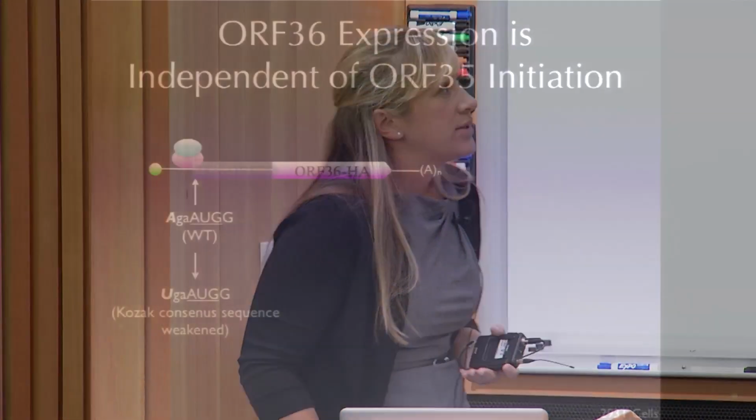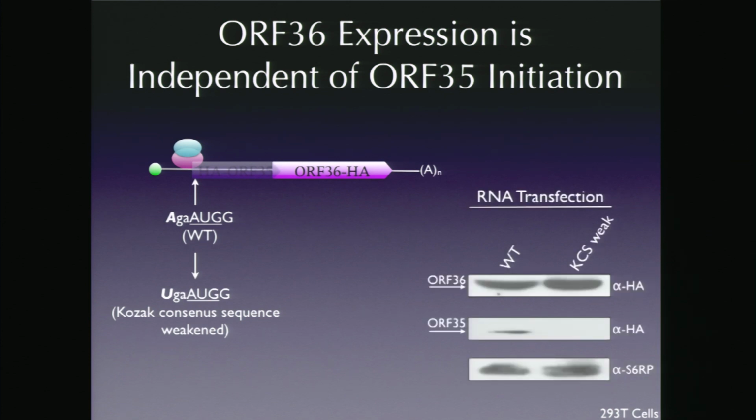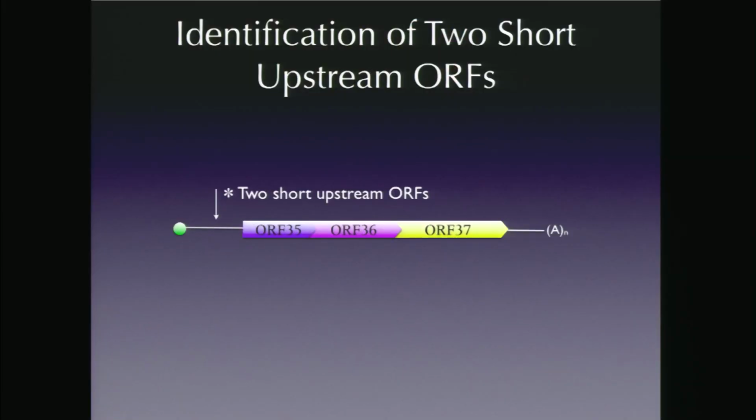So we weakened the Kozak consensus sequence surrounding this AUG, and predictably expression of 35 goes down. We were surprised to see a negligible effect on 36. This would argue against a leaky scanning or frameshift mechanism and further indicates there may be a mechanism in place which disfavors initiation at the ORF35 start codon. So we searched for features within the 5' UTR, which is a traditional hotbed of regulatory elements, and we identified two short upstream open reading frames.